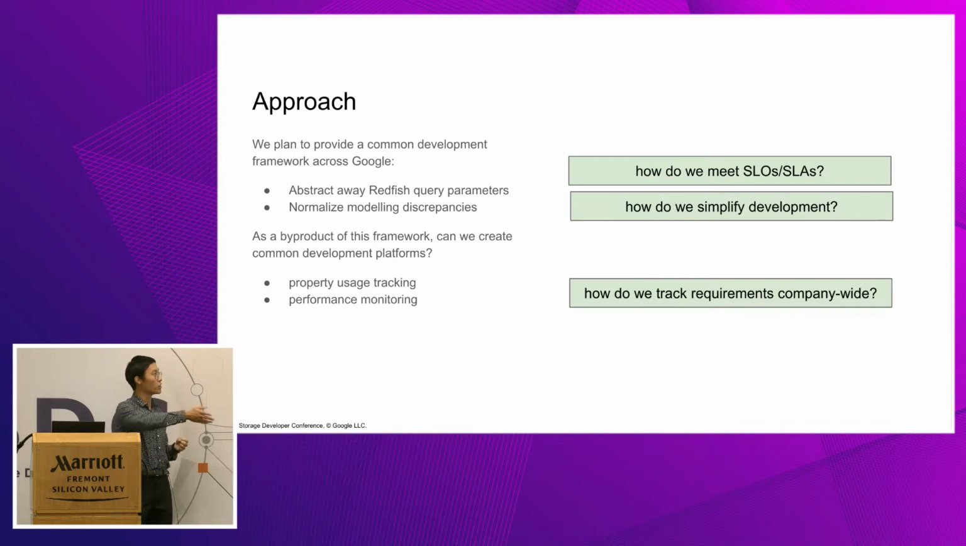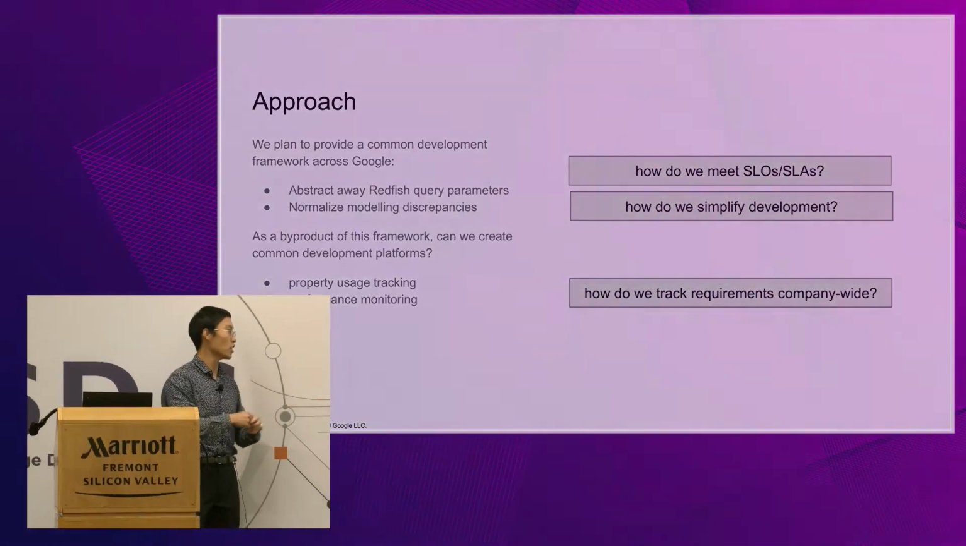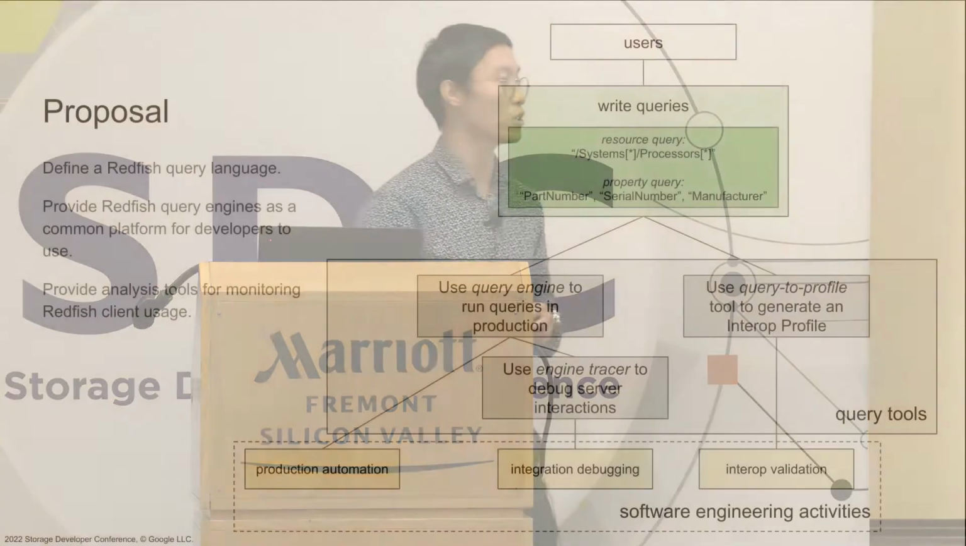And then as a byproduct of having a common development framework, can we develop some common tools like performance monitoring and debugging, property tracking? How do we track basically those 2, property tracking and performance monitoring. So this is a high-level view of what we're proposing to work on.